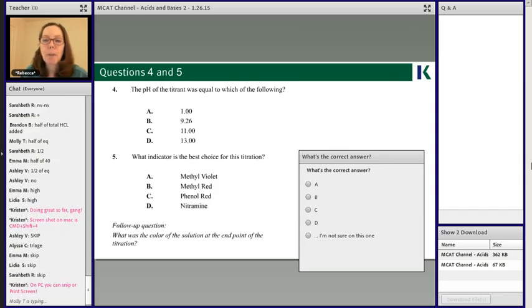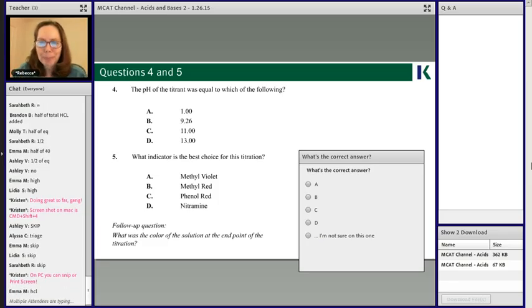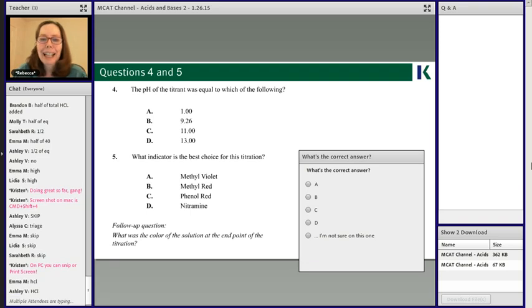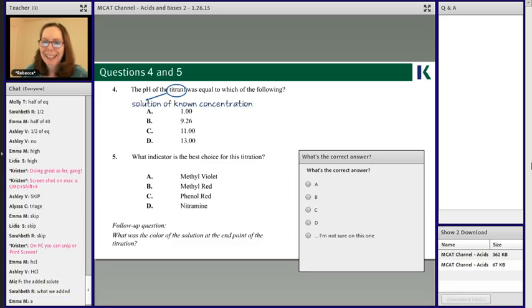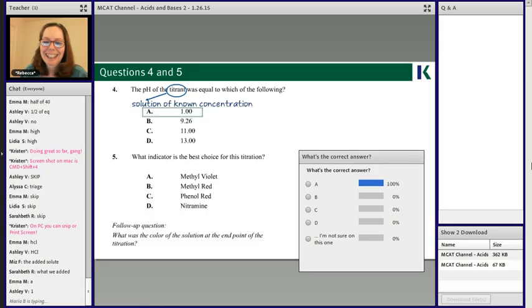All right, question number 4. The pH of the titrant was equal to which of the following? What do they mean by titrant? Is that like a tyrant? I don't think so. Yeah, it's the HCl. So the HCl was 10th molar. 10 to the minus 1. 10 to the minus 1, what's its pH? Its pH is 1. Yep.